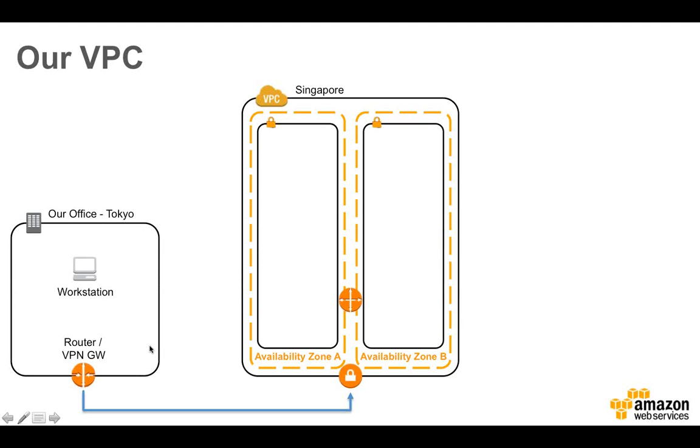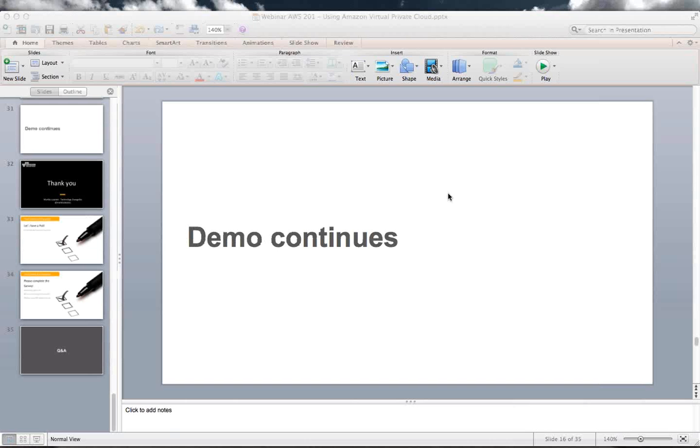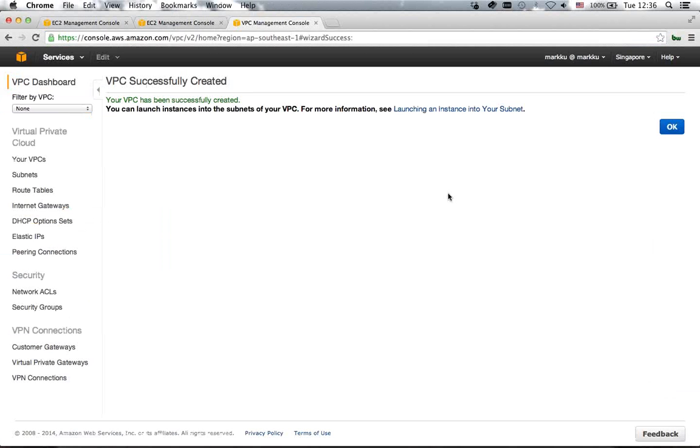So this is the system now we are continuing to build. So on the left, we have our Office in Tokyo. We have the Windows workstation. We will be using it soon. We have the Cisco router. Then we have the VPC in Singapore with 2 availability zones. We have created 1 subnet so far. And ultimately, we want to deploy a CMS using Drupal into this VPC. So let's get back to the demo system now.